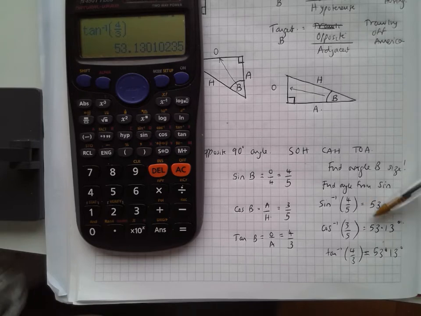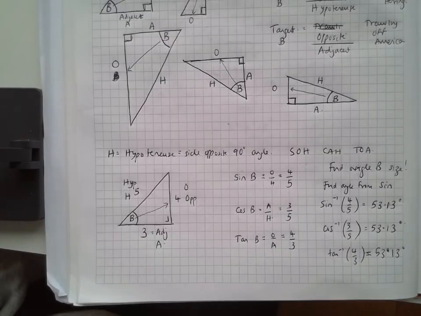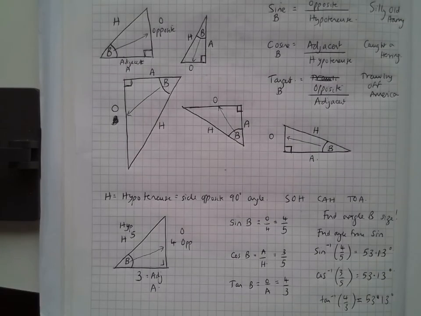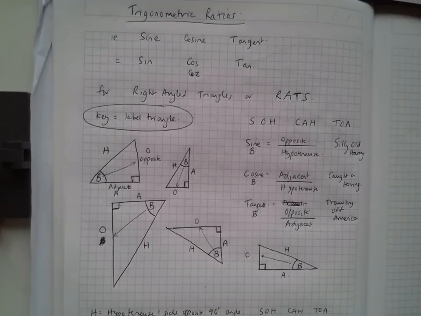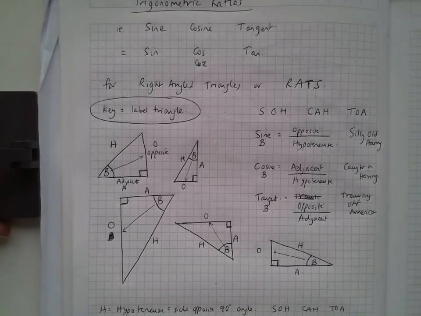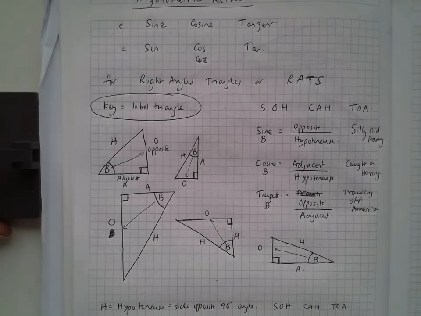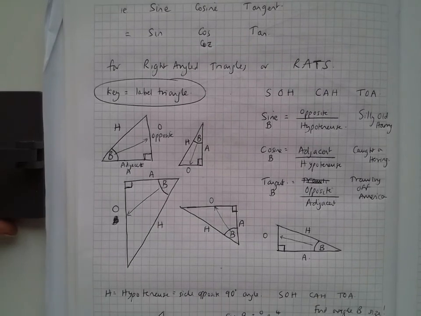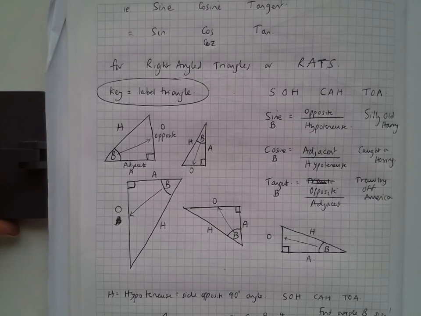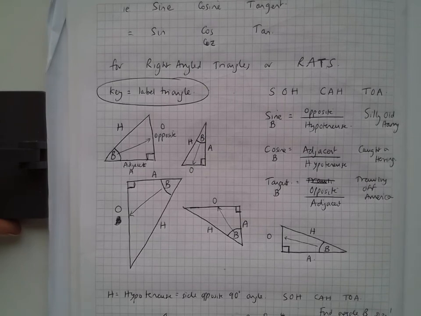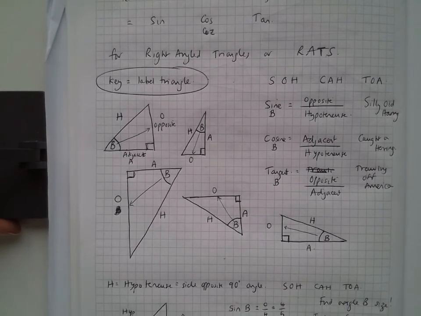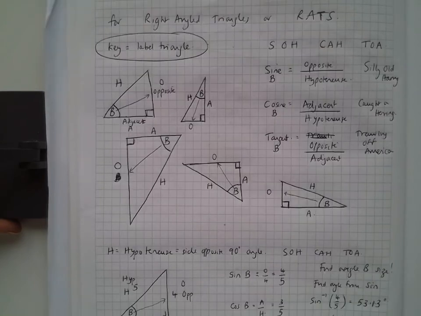Okay, so what did we say at the start? We said that these were ratios for right angle triangles. We said the important thing was to know how to label your triangle, and I always strongly recommend that you label the triangle and draw a sketch if there isn't one for you. You need to be able to label the hypotenuse, the opposite, and the adjacent. Once you've labeled the triangle, if you know the sides of the triangle, you can work out the angle by using sine, cos, or tan.